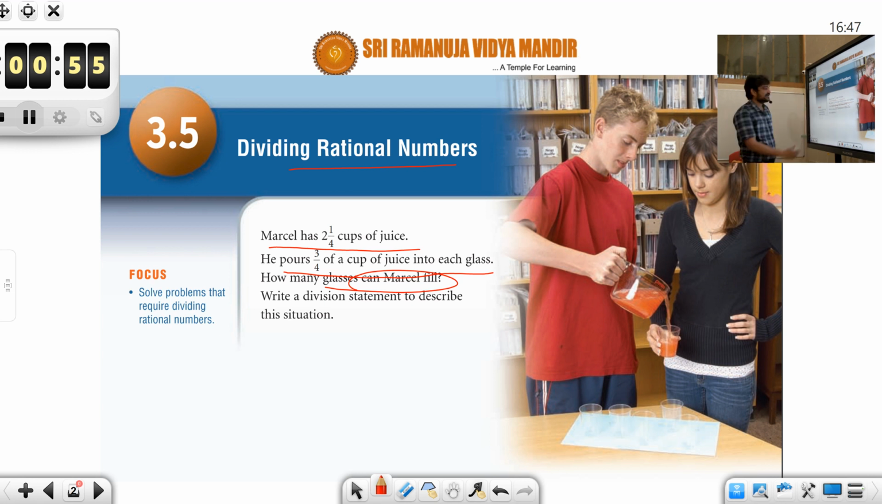Or else you can consider another example. Say Marcel has 3 cups of juice, and now he will fill 1/3 of a cup of juice into each glass. So if you have to find how many glasses Marcel can fill, what we'll do is write a division statement to describe this situation.